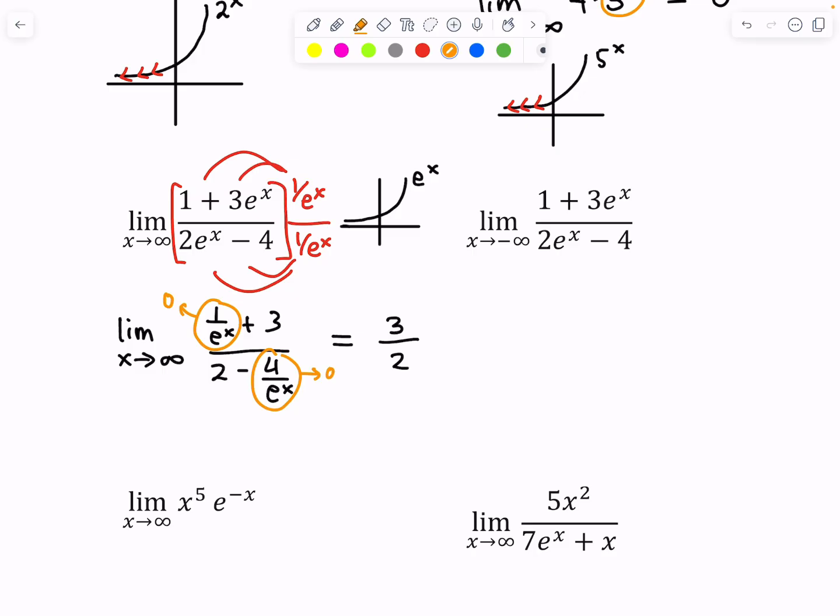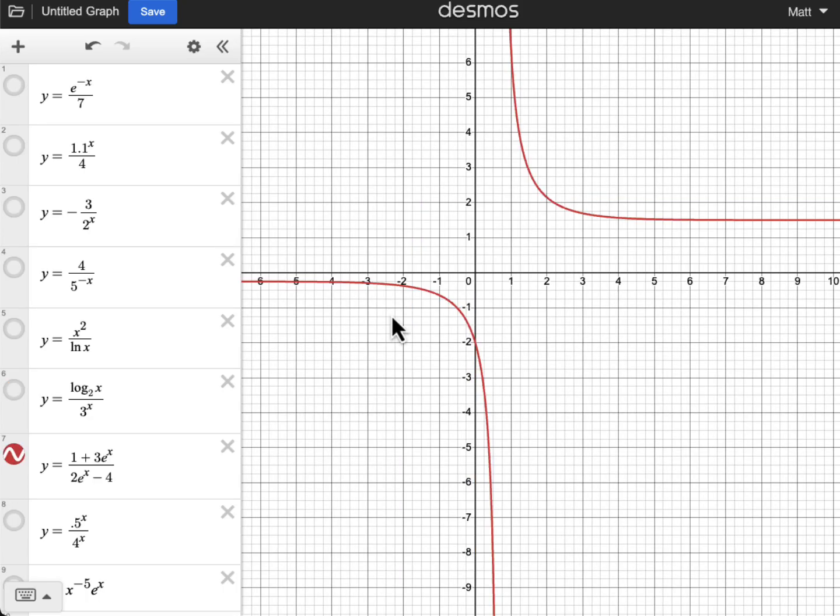Let's now consider the exact same function, but let x go to negative infinity. Well, looking at this graph of e to the x, as x goes to negative infinity, e to the x approaches 0. So this e to the x will just go to 0, and this e to the x will just go to 0. So this limit will be 1 plus 3 times 0, which will just be 1 over negative 4.